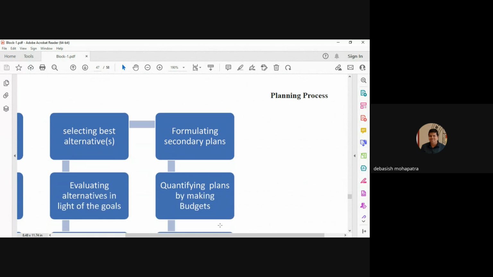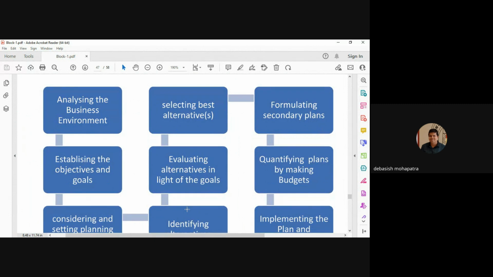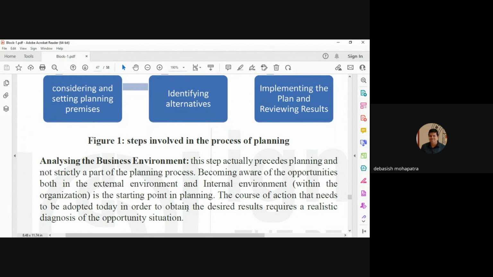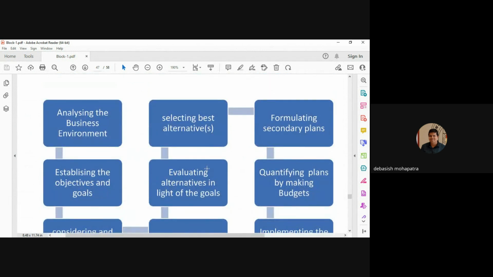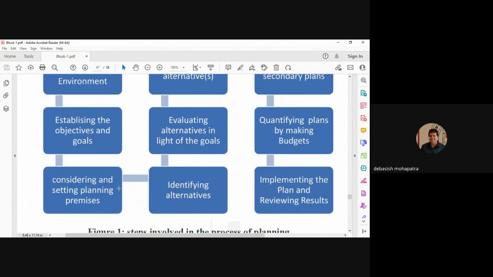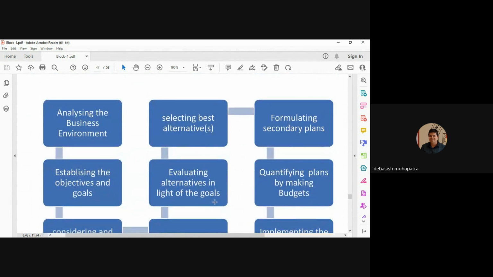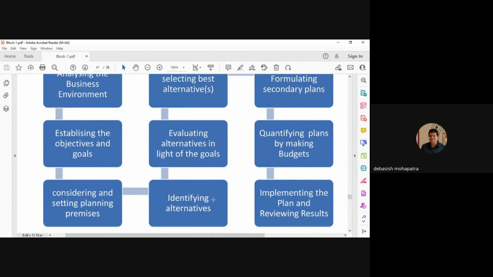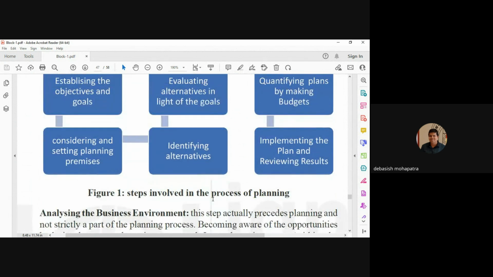So now we'll see how to plan things, or the process of planning. The steps involved in the process of planning are: first, analyzing the business environment; establishing the objectives and goals; then considering and setting planning premises; identifying alternatives; evaluating alternatives in light of the goal; selecting the best alternative; formulating secondary plans; quantifying plans by making budgets; implementing the plans; and reviewing results. These all come under the steps involved in planning.